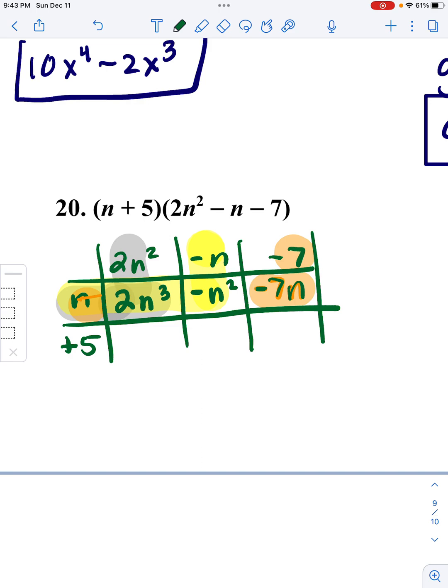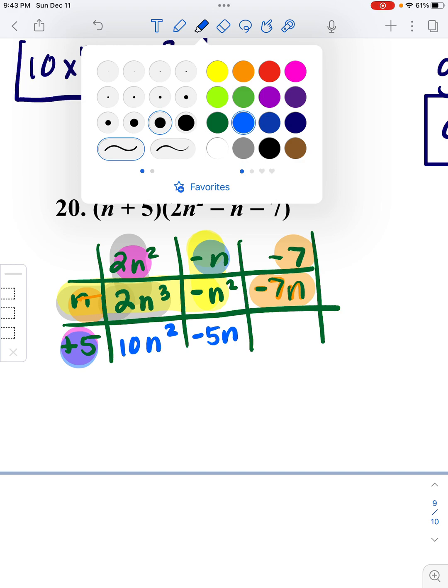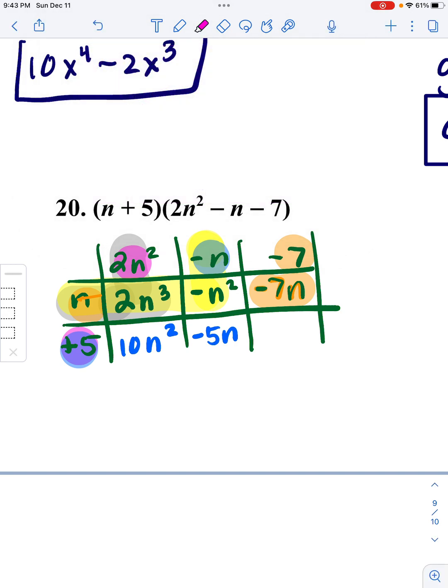Now in the bottom row, I'm going to multiply this 5 by this first one, and in the box between them, I'll get 10n squared. When I go back to do this 5 times the middle column, I get negative 5n. And then when I finally go back to do this 5 and the negative 7, those will turn into a negative 35.